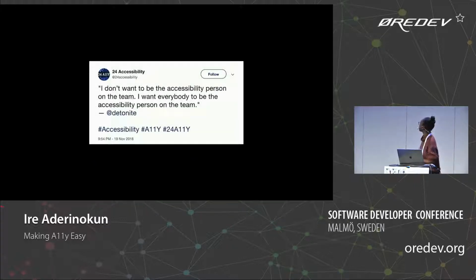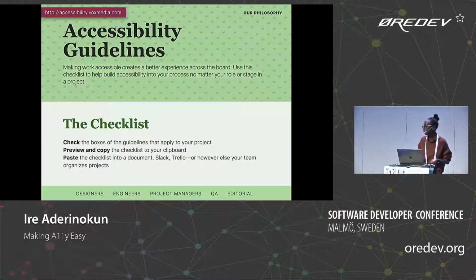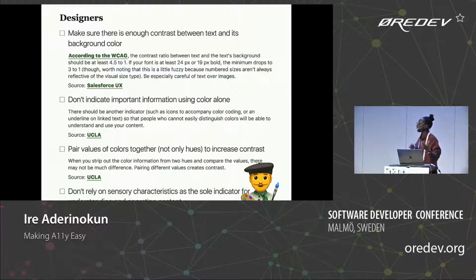I just saw this tweet today, which I thought was really apt, that you don't want to be the one person who's caring about accessibility in your organization. It kind of needs to be something that everybody is thinking about and everybody cares about. So I really like this document on the accessibility guidelines that the Vox Media Network follows. And they have this huge document and this checklist that outlines a bunch of different things that all the different people in the organization need to think about when they're thinking about accessibility.